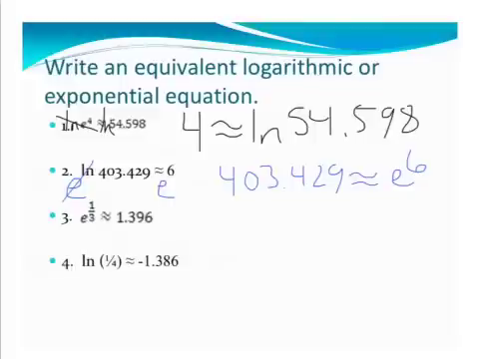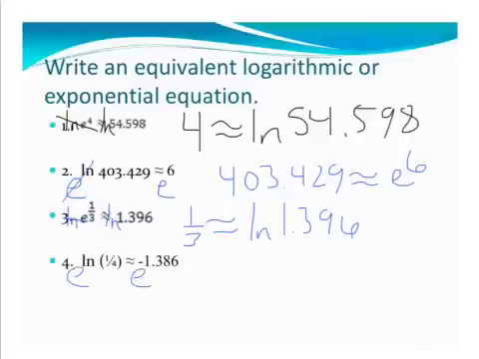Alright, so what I'm going to do here is take the natural log of each side because I have the e and I want to get rid of that, and I get 1/3 equals natural log of 1.396. And lastly, raise both sides with a base of e, and I'm going to get 1/4 equals e to the negative 1.386. And this is okay that this is negative because it's an exponent. If it were natural log of negative 1.386, that would not be okay.